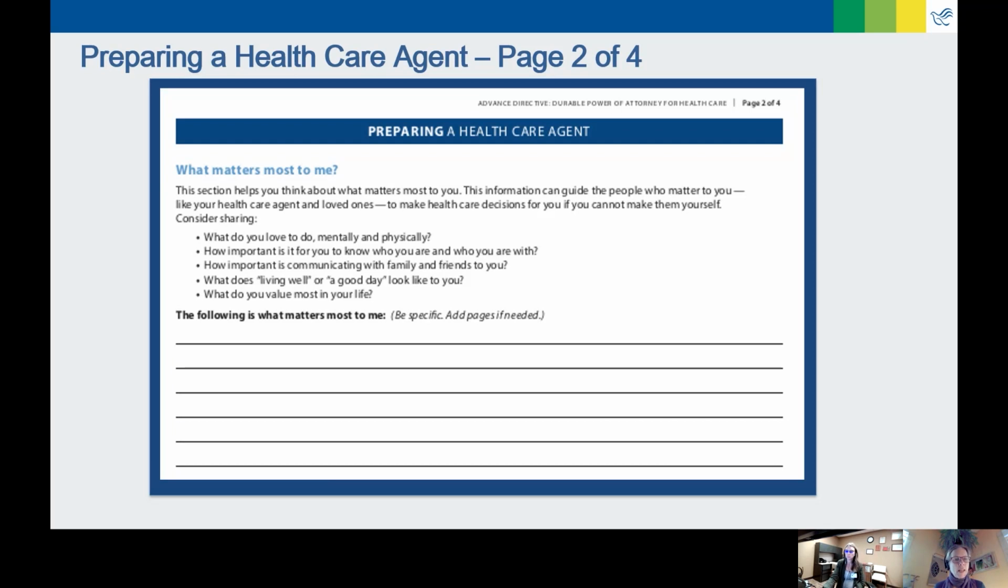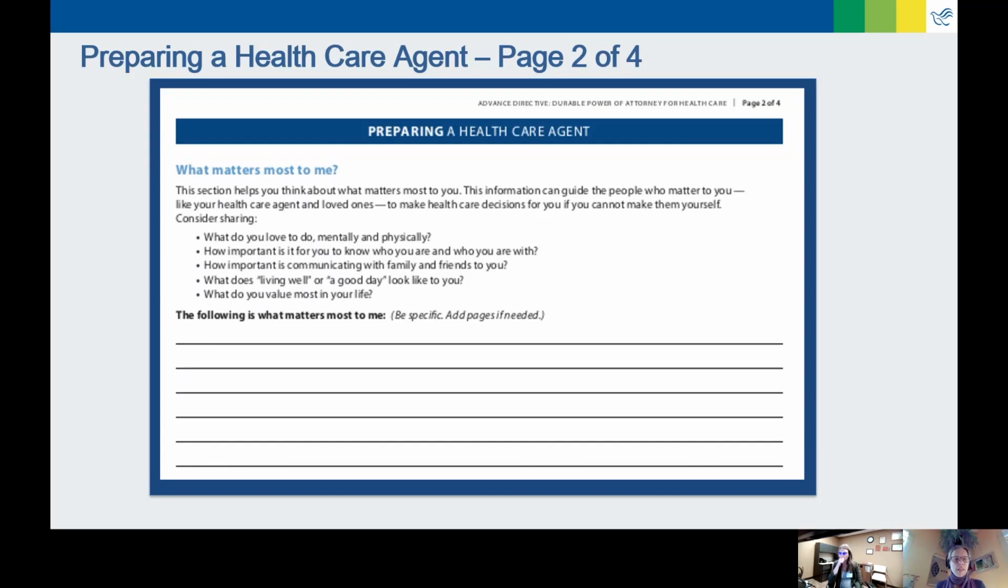The first one is, what matters most to me? So this section helps you think about what matters most to you. Again, the information can guide the people who matter to you, like your healthcare agent and loved ones, to make healthcare decisions if you're unable to make them for yourselves. Because what we know is that no document could cover every medical scenario.